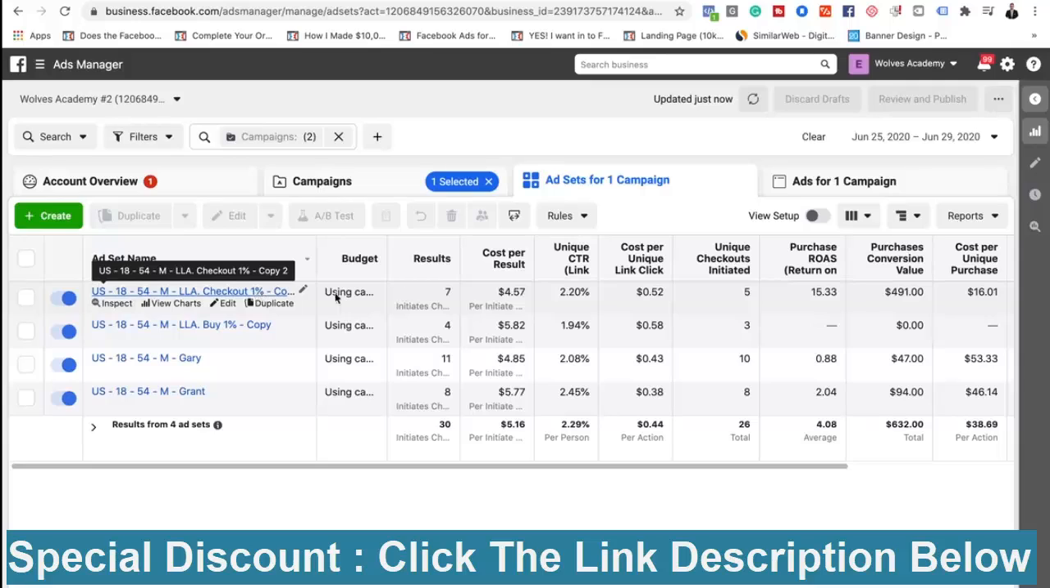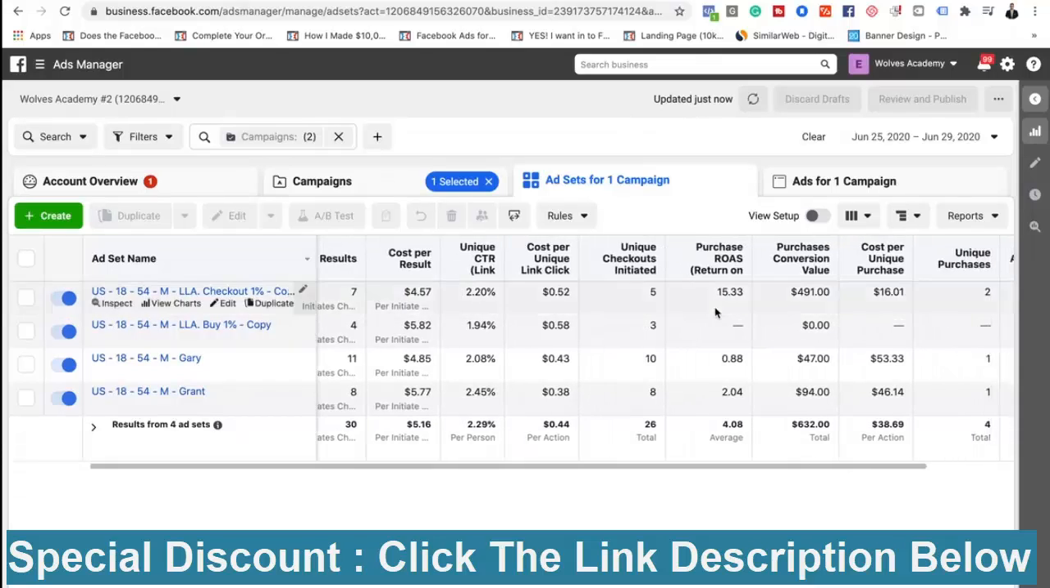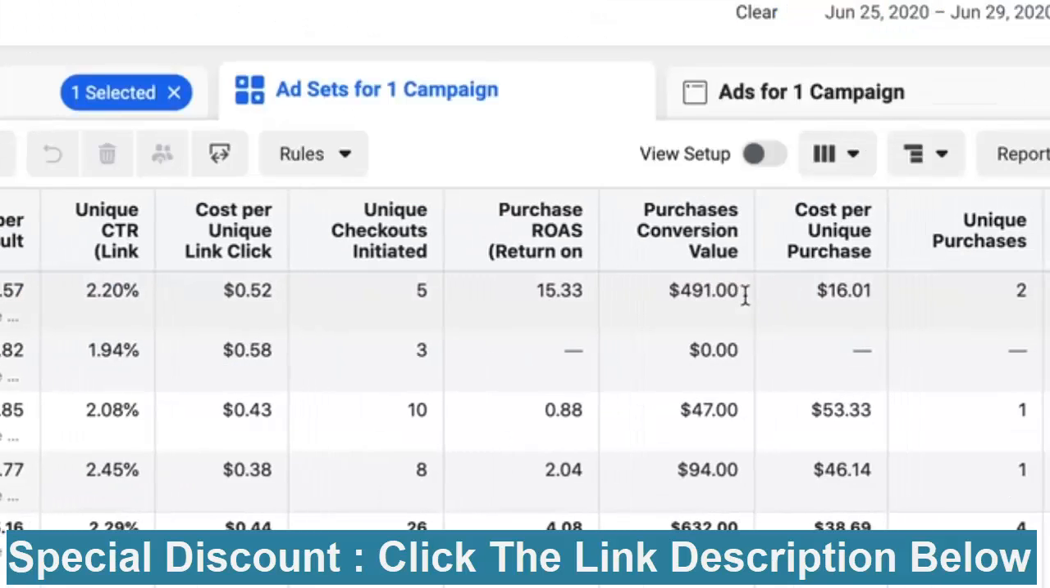Because we got it within KPIs, look, this one is smashing it. Because we made that data-driven decision, it is now $4.57 cost per result, which is cost per initiate checkout. And we have 2 purchases for $491. So if we would have never made that data-driven decision, this campaign wouldn't even be a profitable campaign.